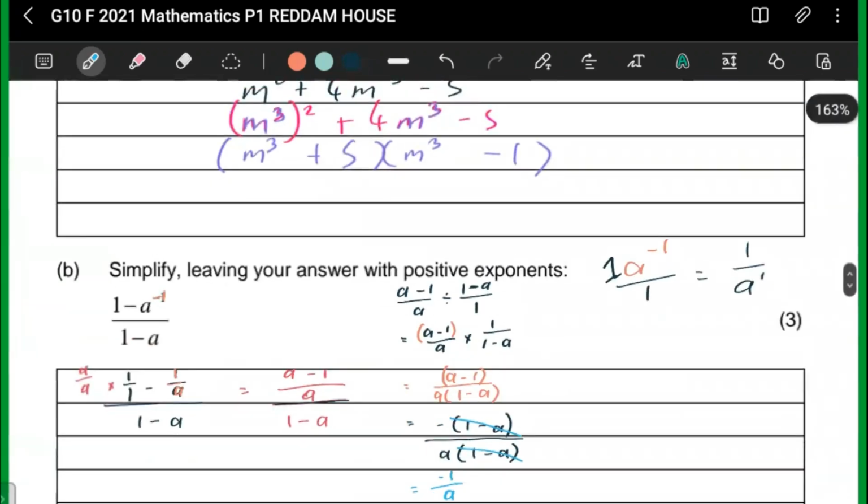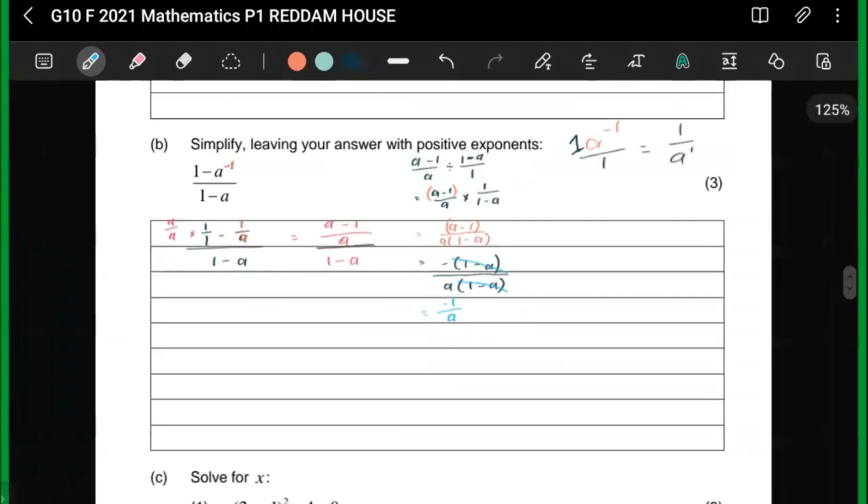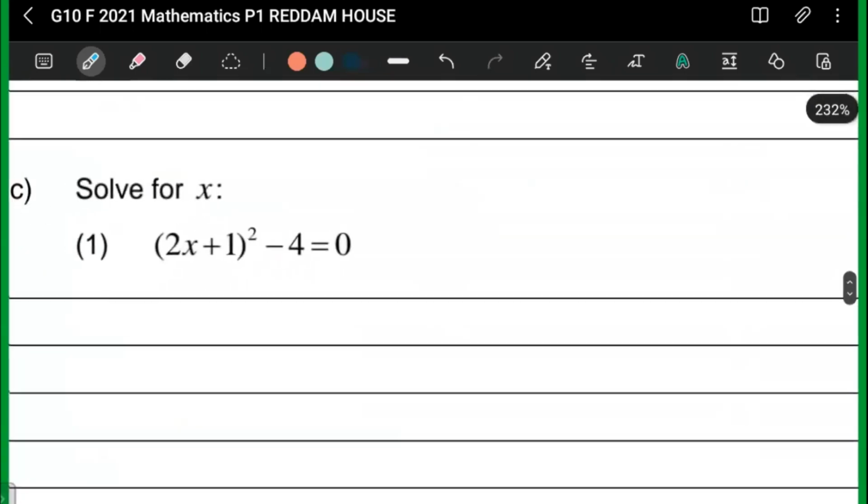Now, this is just a 3-mark question, but the logic is just don't rush. You see, just don't rush. Let's move on. C says, just solve for x again.